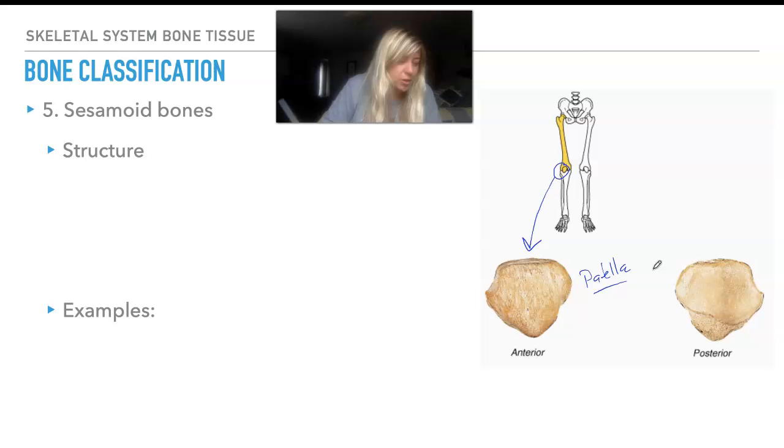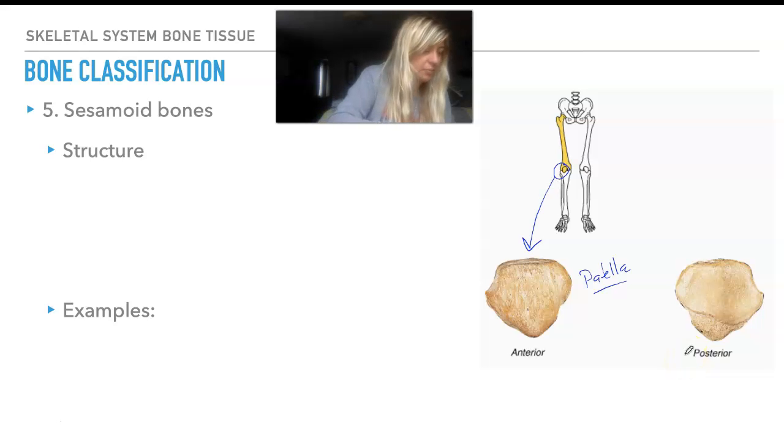The patella is one. Some of the bones in the wrists and the ankle are also sesamoid bones, and what's interesting about these is we vary in the location and number of them. There are over 26 locations in the body where we can find these bones, and it's an example of anatomical variety between humans, but the patella is one that we all have.